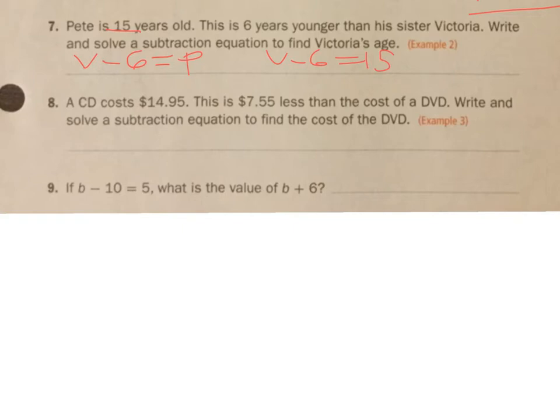Now I want to get V all by itself. There's V. I want to get rid of this minus 6, so I add 6 to this side and add 6 to this side. And then V equals 21. Victoria is 21 years old, which is 6 years older than Pete.